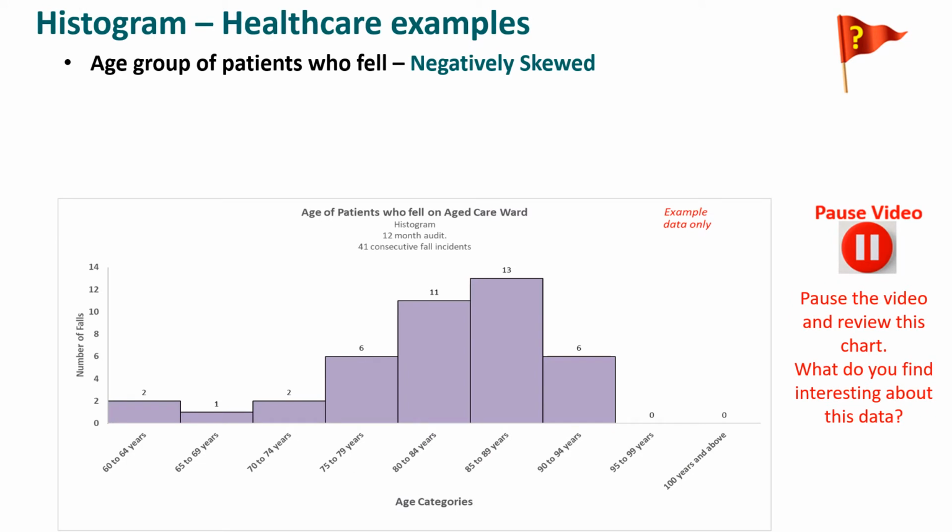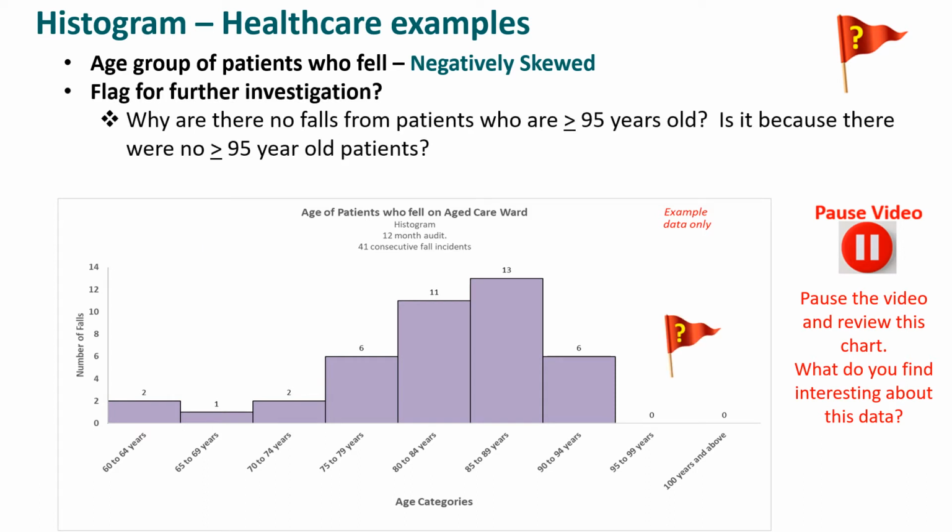This next histogram looks at the age category of patients who fell on the aged care ward. It was data that was collected over a year, and it looks at 41 consecutive fall incidents. A flag for investigation here might be looking at why there were no patients over the age of 95 who fell. And this might be because there were actually no patients on the ward that were over 95 years old, or maybe the patients that are over 95 years old were more bedridden and not able to move and therefore at less fall risk.